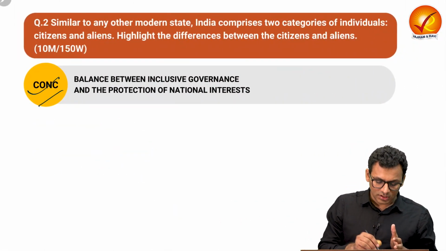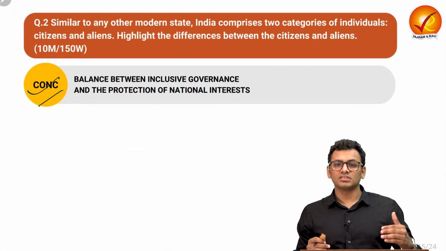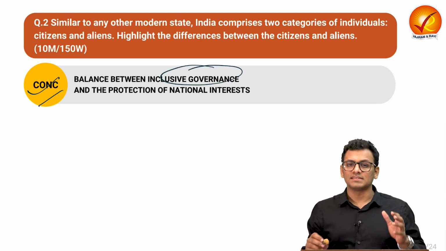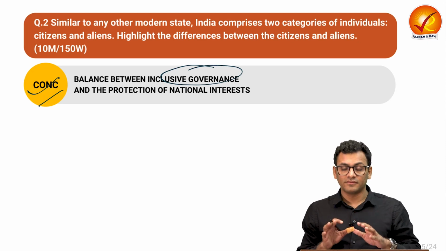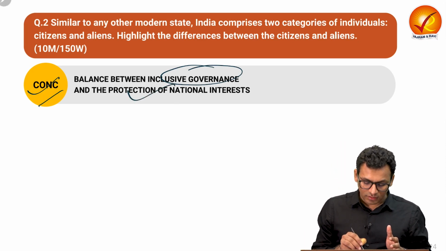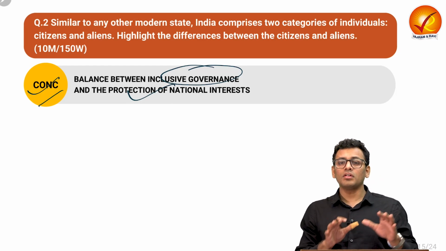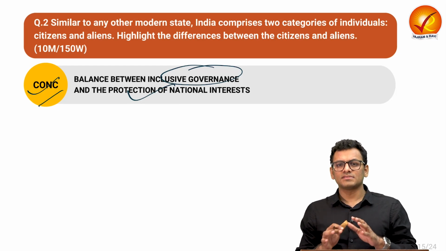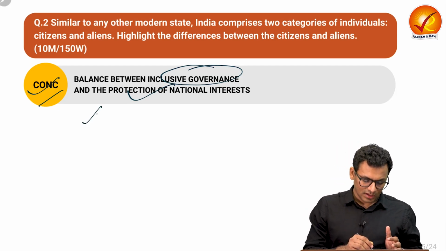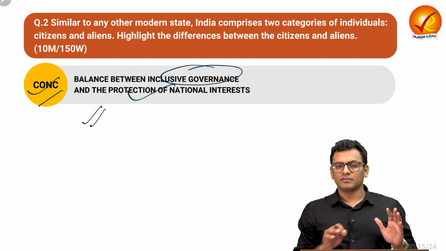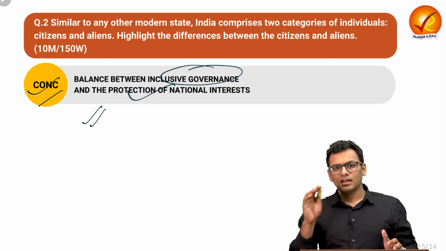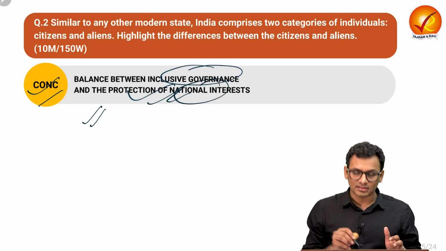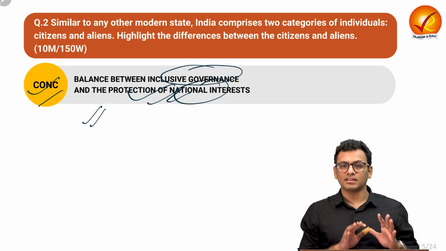In the conclusion, you can talk about how this kind of distinction is basically to make sure that there is a balance between inclusive growth, as in everyone is included with respect to welfare, and at the same time protection of national interest, to ensure that the citizens who have made sure their loyalty is in place with the nation. That is accorded through the kind of rights they are given, and they are distinct from the non-citizens' rights to ensure that the national interest is at the center. So that is something you can write in the conclusion.